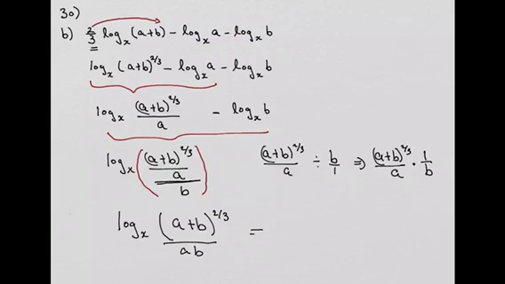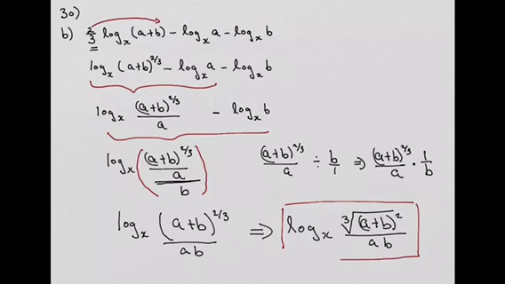And then we know that a fractional power, once again, is some form of a root. So log base x, the cube root of a plus b, everything squared, all of that over ab. And this would be the final answer for problem 30B, which is the end of problem 30.